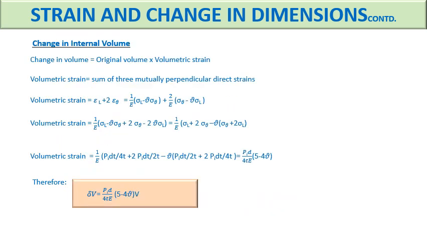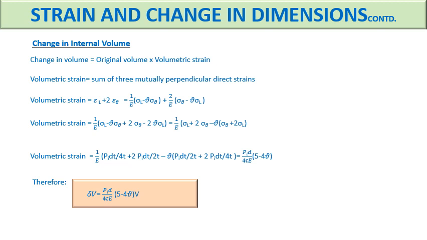The next one is change in volume. Change in volume is the volumetric strain multiplied by the original volume of the cylinder. And it can be seen that volumetric strain is equal to the sum of strains in three mutually perpendicular directions, that is epsilon L, one in the longitudinal direction, and two in the hoop direction, that is 2 into epsilon H.